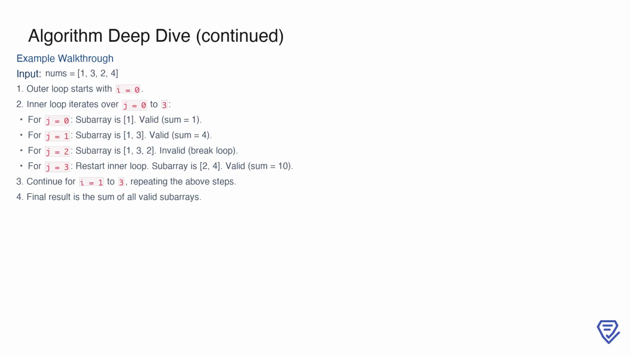This process continues for all values of i, covering every possible subarray and summing the valid ones. At the end, the algorithm outputs the total sum of all valid subarrays.